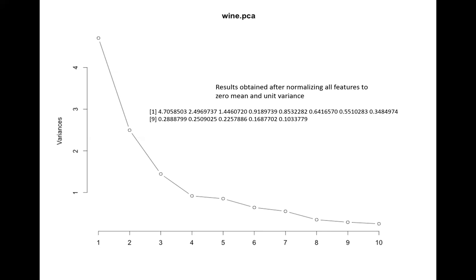You can see that we start off with a very high eigenvalue, 4.7. The next eigenvalue is 2.49, and so on and so forth. After a couple of eigenvalues, their values start falling. And we can see that from the graph.